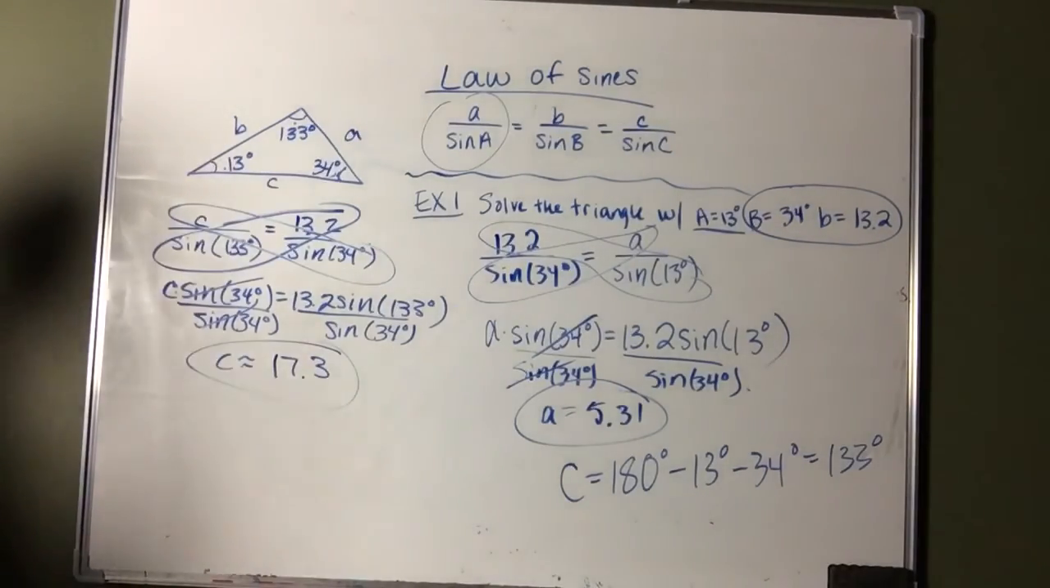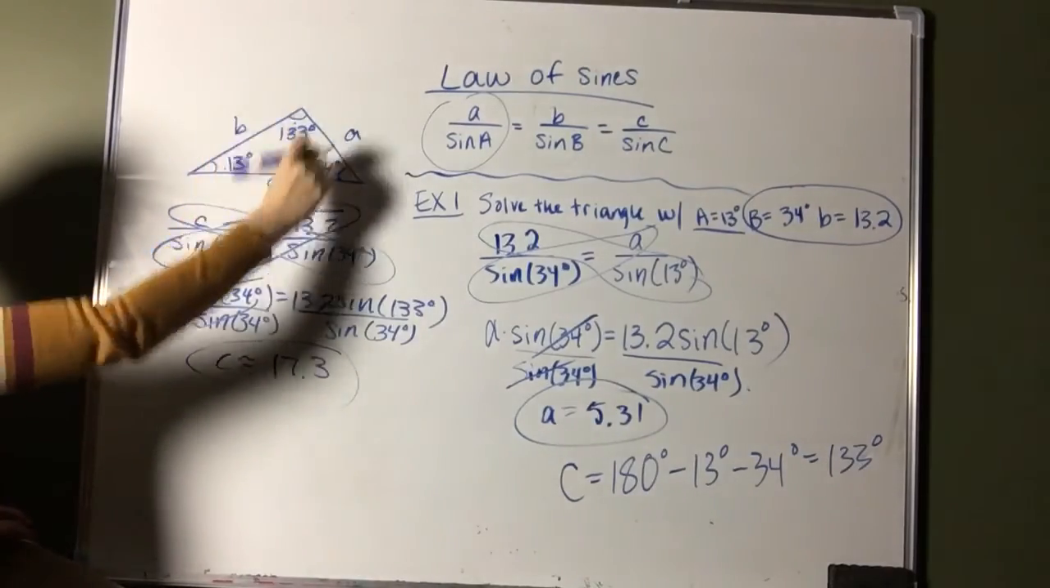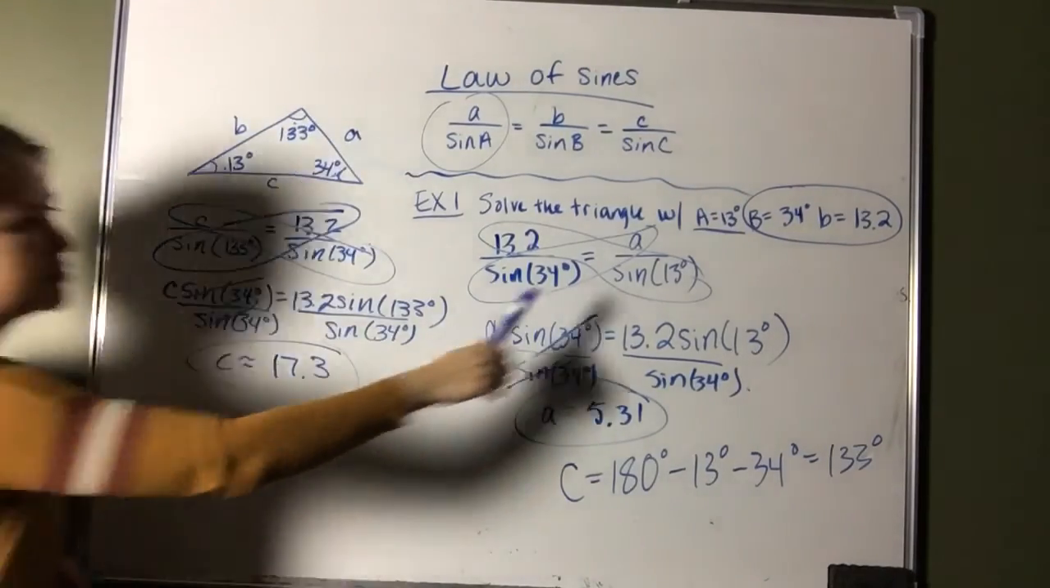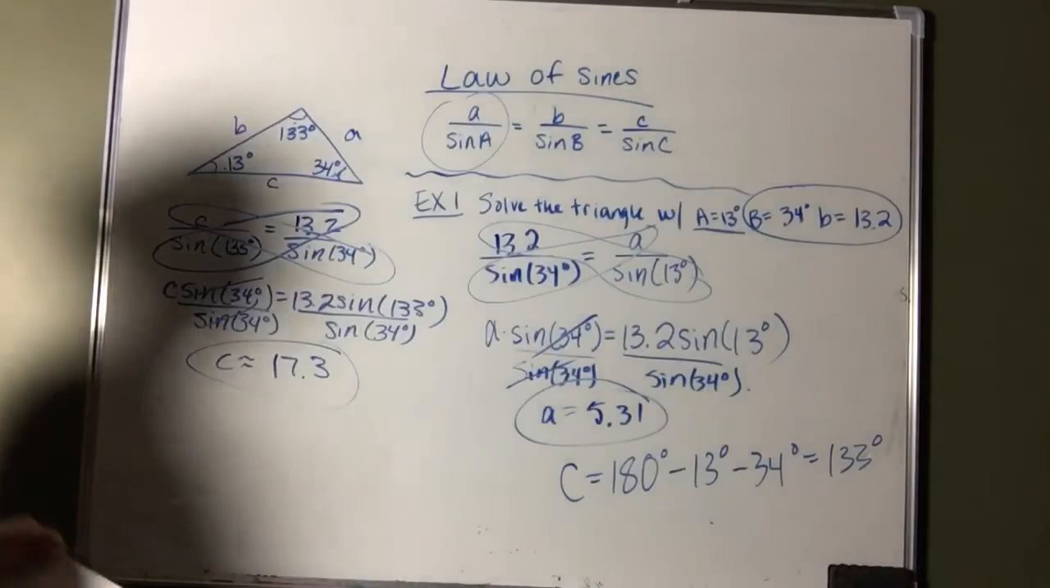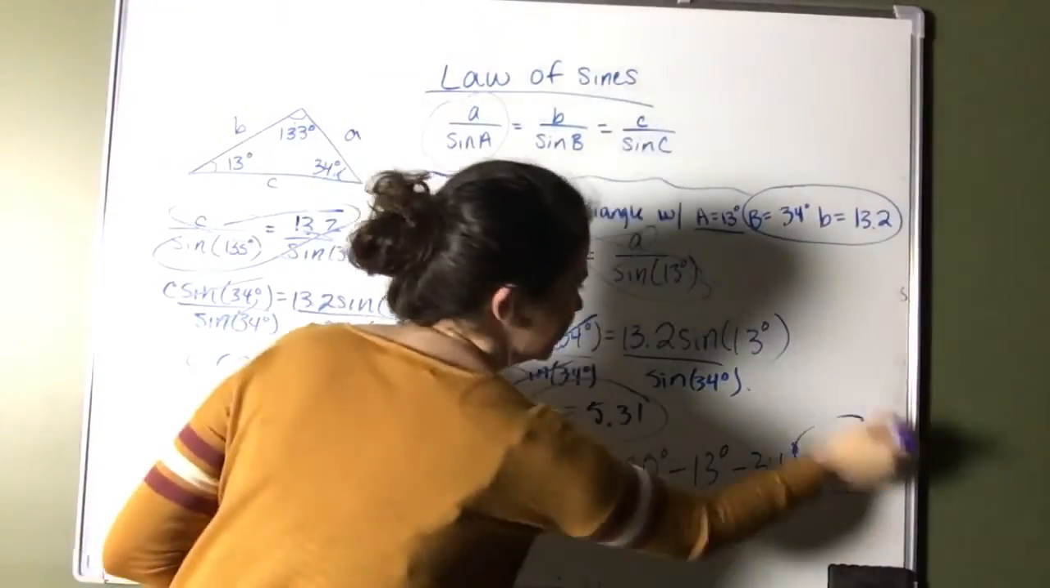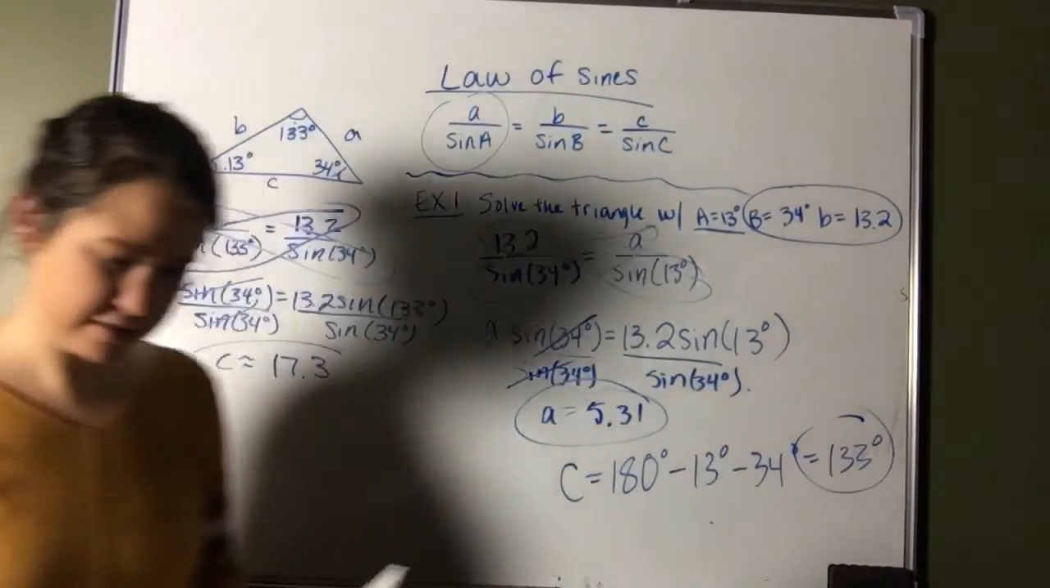And we have all parts, right? There's 6 total parts, 3 angles and 3 sides. We started with 3 things, which will always be the case, and we found 3 things, right? So we know we're done. And that's it. So pretty simple, right?